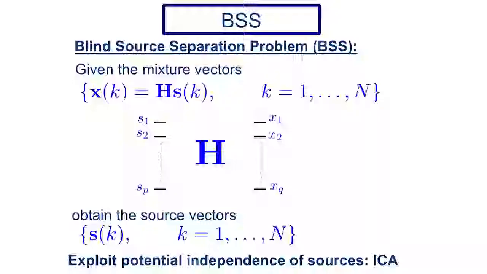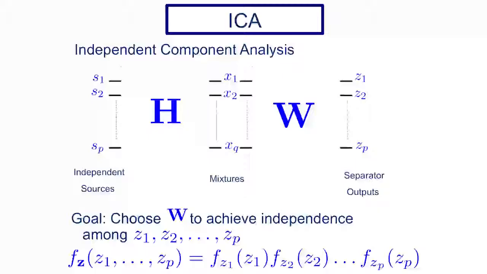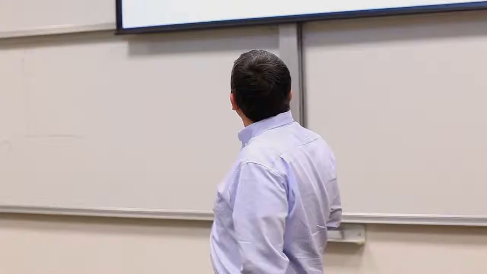One popular approach is to assume that these sources are actually samples of independent stochastic processes, where these components are independent of each other. That's basically the ICA approach. In the ICA approach, we receive these mixtures, which we assume are coming from independent sources, and we try to find a separator matrix W, which takes these mixtures and produces outputs which are, hopefully, independent as the sources are. You can prove that if you achieve independence at the output, you will achieve separation of sources if the sources are independent. When the independence condition is achieved, the joint density can be written as the product of the marginal densities. That's the independence condition.